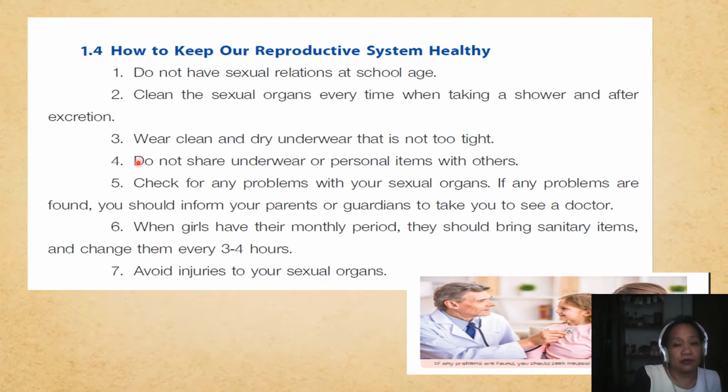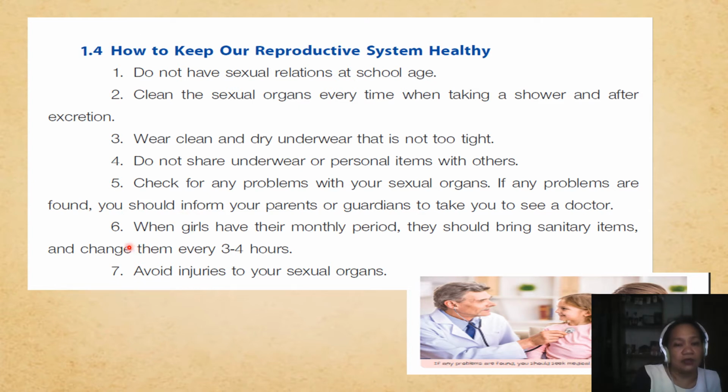Number 4, do not share underwear or personal items with others. That is most important. Okay? Don't share your own underwear. Don't share with anybody. Number 5, check for any problems with your sexual organs. If any problems are found, you should inform your parents or guardians to take you to see a doctor.